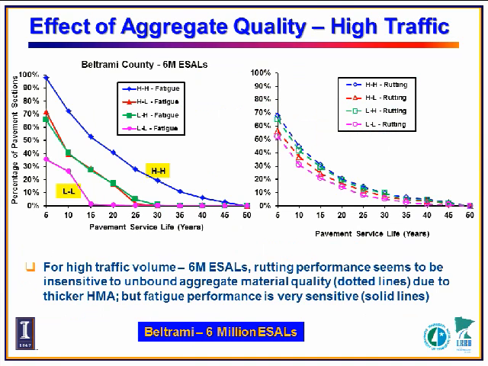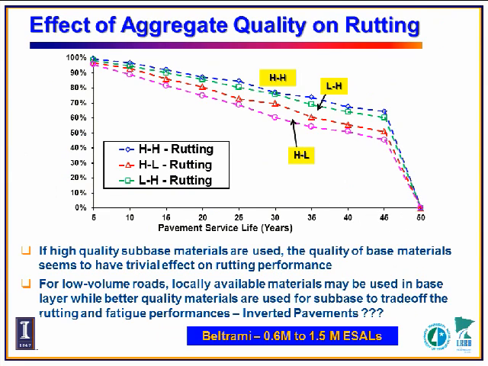So LH is better than HL? Yes, in terms of the rutting performance. The arrows have moved, I guess, but you're trying to make the point that a high quality subbase is more important than a high quality base, in this case for rutting. Mm-hmm. Whereas the trend was opposite for fatigue, because base is providing support for asphalt, correct? Yes. Yeah, okay.